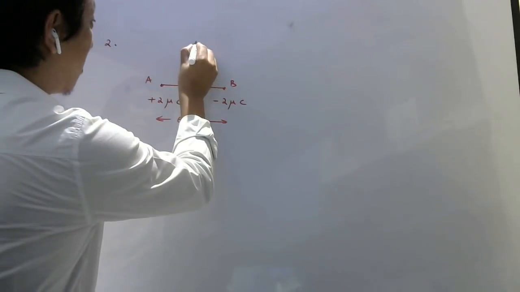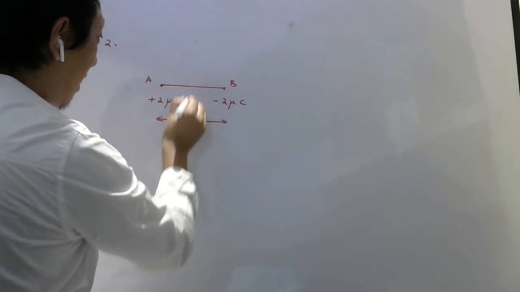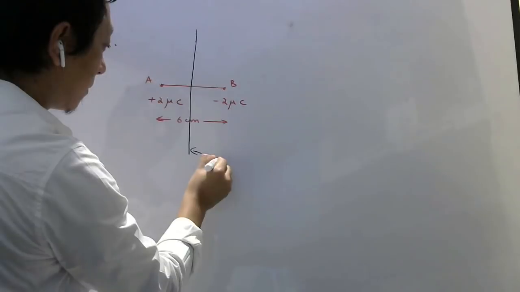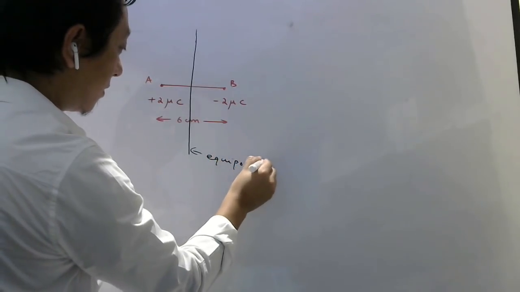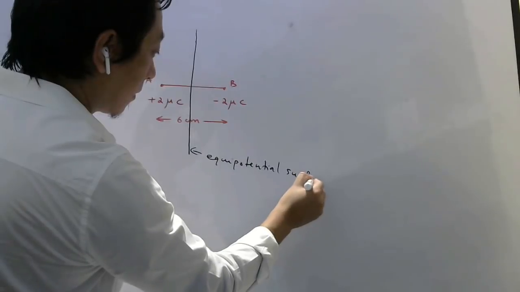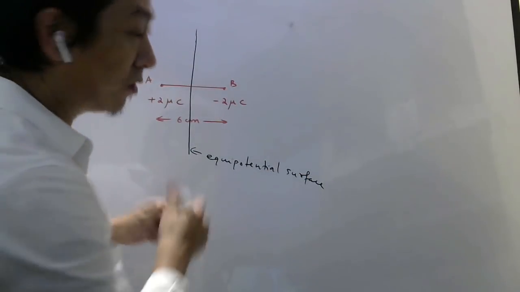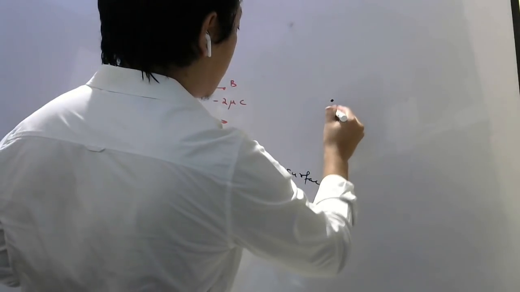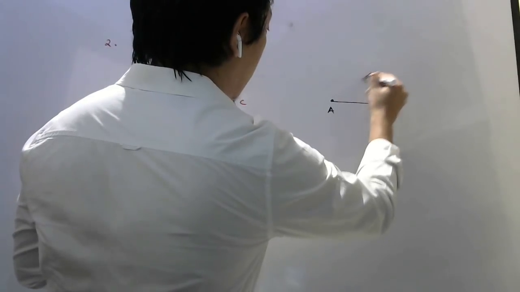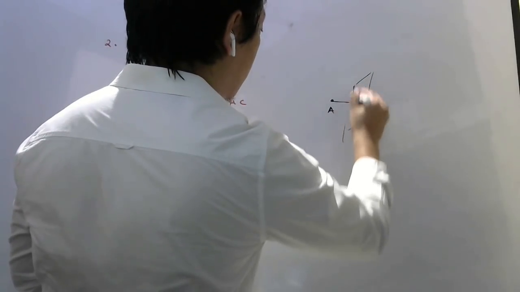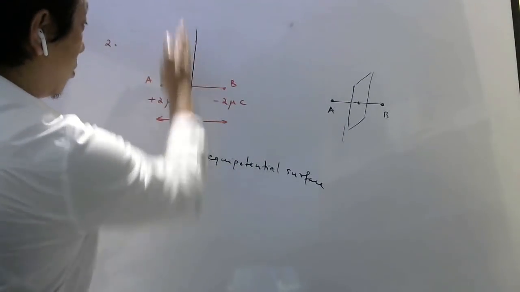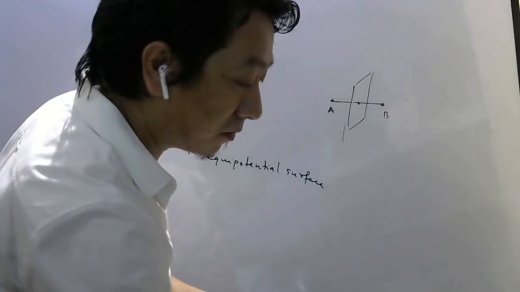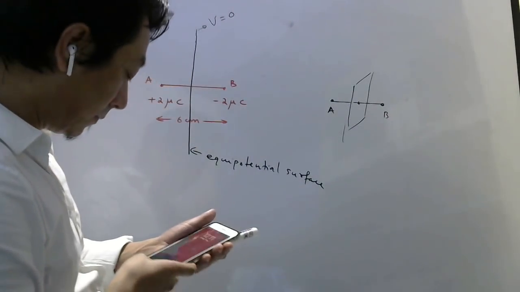So potential here is 0. What about here? So at every point in this line, it will be 0. So this will be your equipotential surface. Actually, it will be in 3D. If I show you, it will be like this surface. Okay. So if these are your charges A and B, then you can do a surface like this. So that all those points will be having same potential. How much? 0.